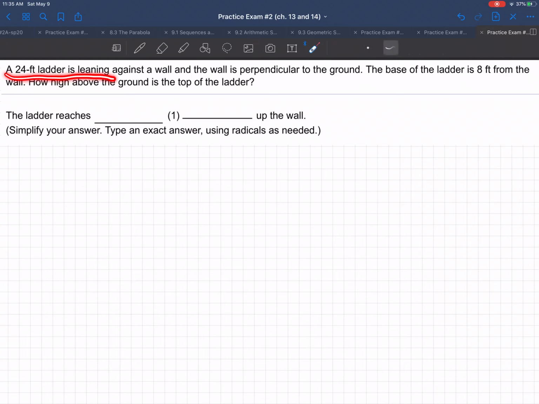A 24-foot ladder is leaning against a wall, and the wall is perpendicular to the ground. The base of the ladder is 8 feet from the wall. How high above the ground is the top of the ladder?